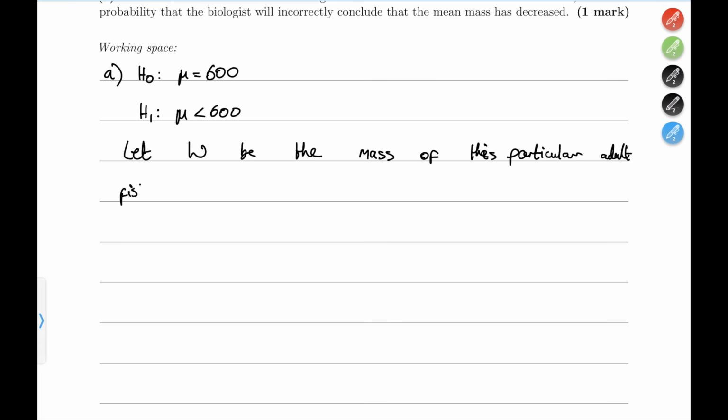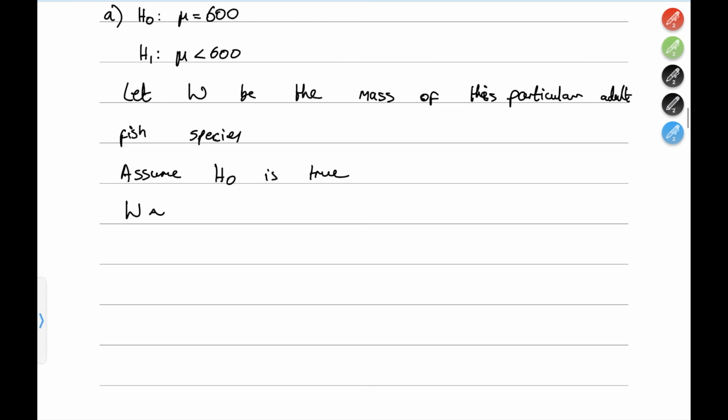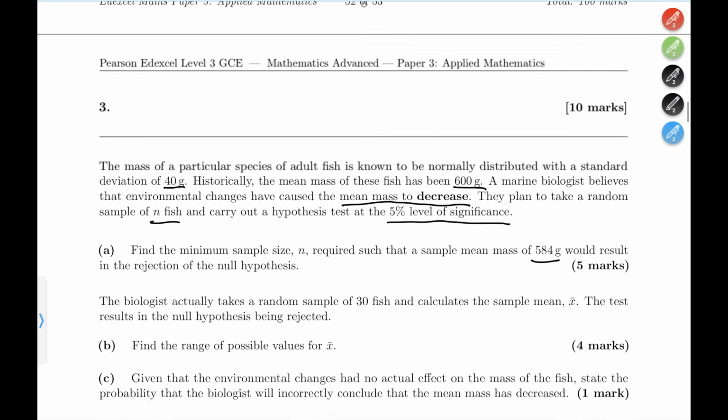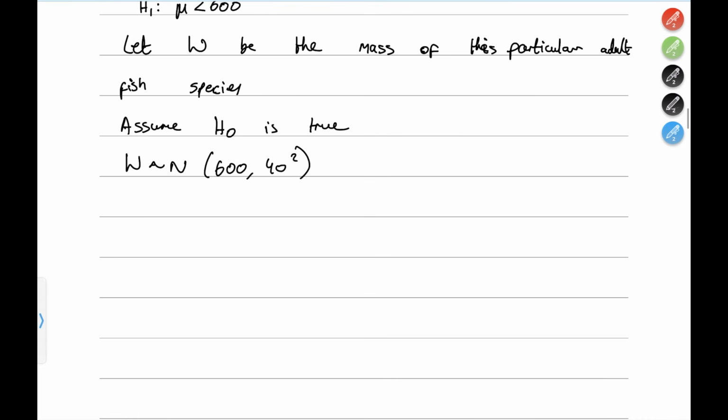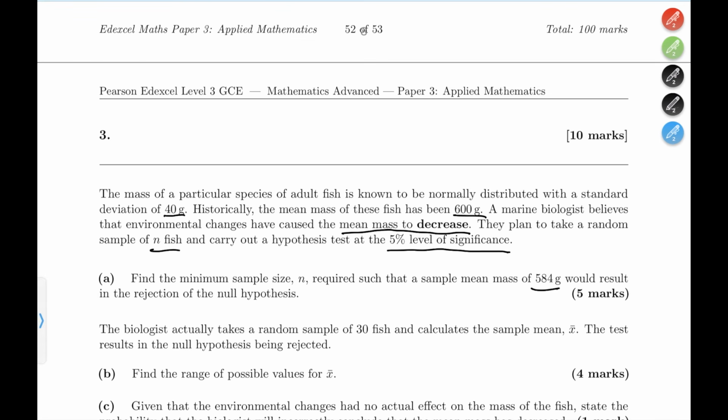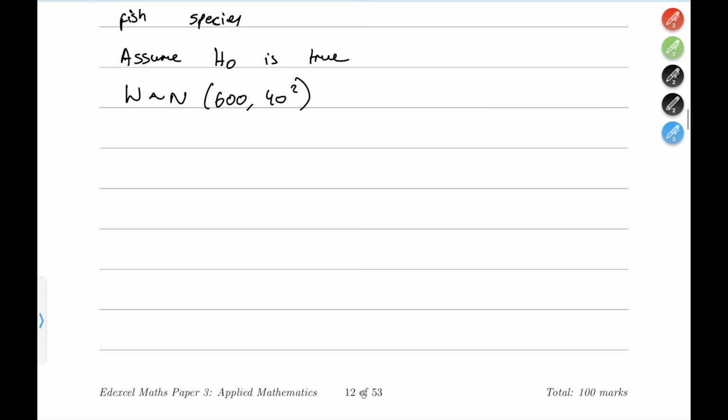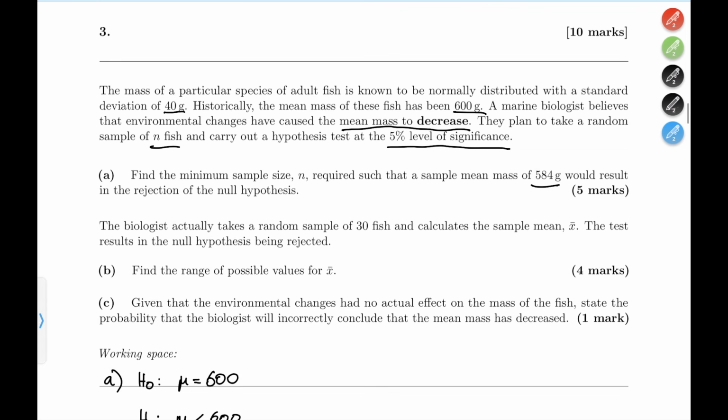So we can say that if we assume H0 is true, W is normal with mean 600 and the standard deviation is 40, so I'm going to write 40 squared. And we know that they have taken a sample of n fish. So we can write this as normal with mean 600 and variance 40 squared over n. So this is now our sample mean for the adult species of the fish.